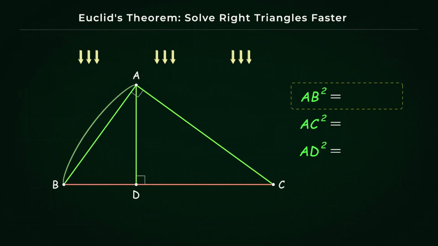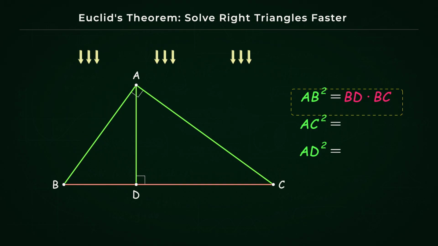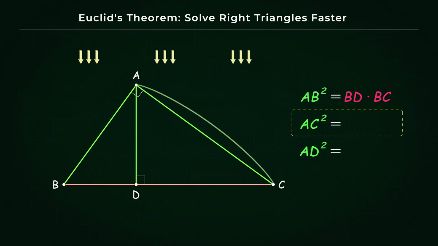It's simply the projection of AB on the hypotenuse times the hypotenuse. The projection of AB is BD, so the first formula is AB squared equals BD times BC. Next, consider the second one, AC squared. Just like AB squared, it equals the projection of AC onto the hypotenuse multiplied by the hypotenuse. So the second formula is AC squared equals CD times BC.